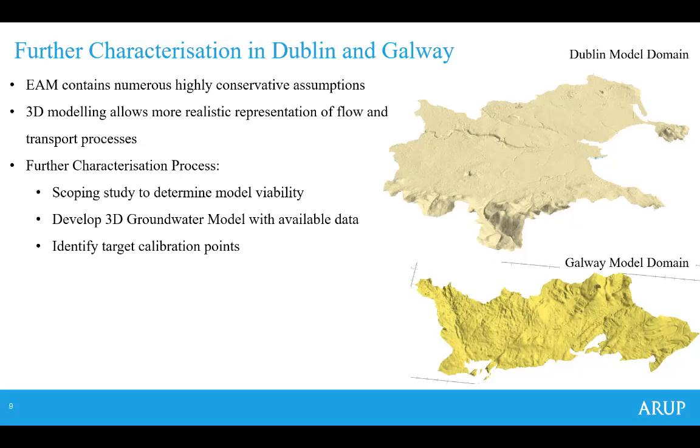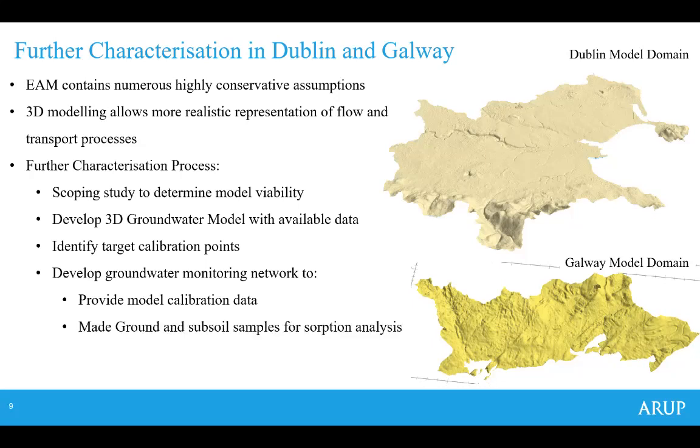And that helped us to identify locations for future drilling. So we developed a groundwater monitoring network for the two cities. And the idea is that that will provide us with good quality model calibration data. And also, when we're doing that drilling, we will collect subsoils and made ground samples to allow us to complete sorption analysis to determine how much sorption will occur in the different soil types we see in these urban environments. And also, the boreholes will then provide us with the baseline and operational groundwater quality data.